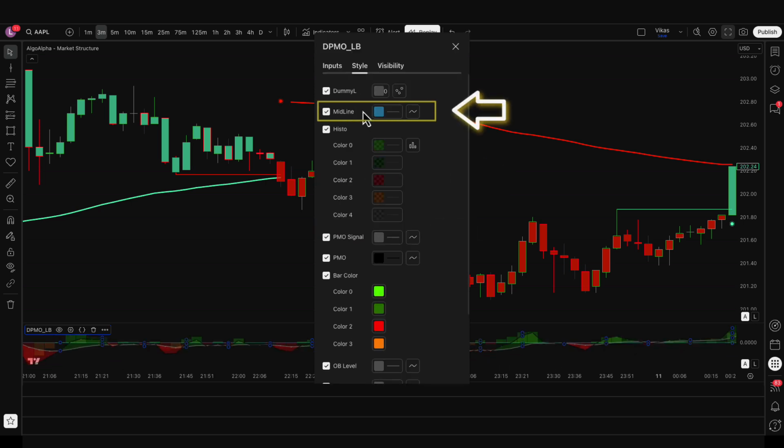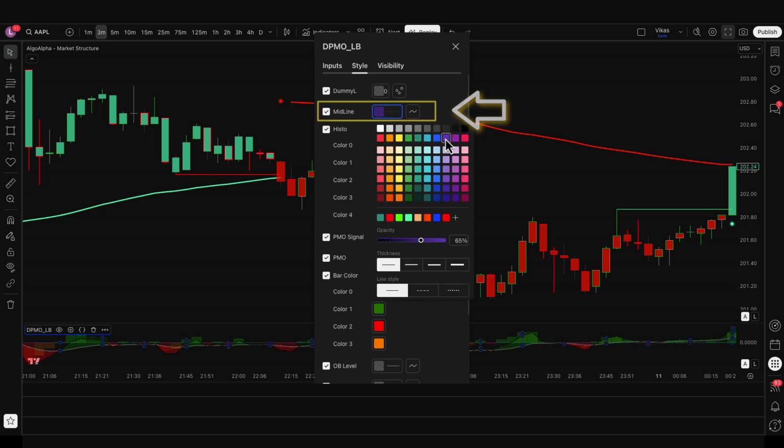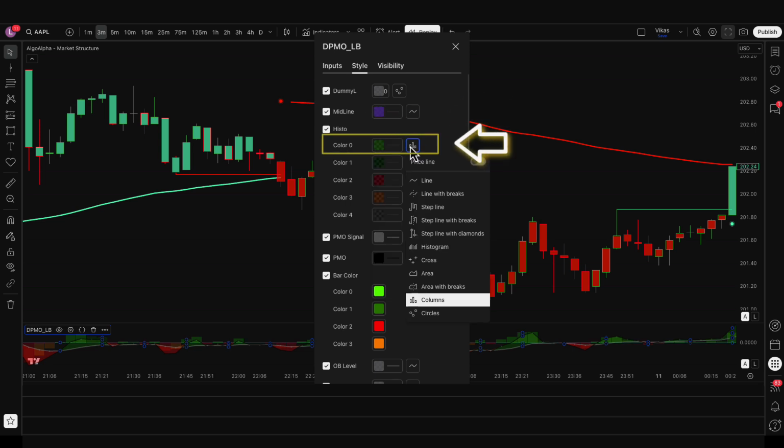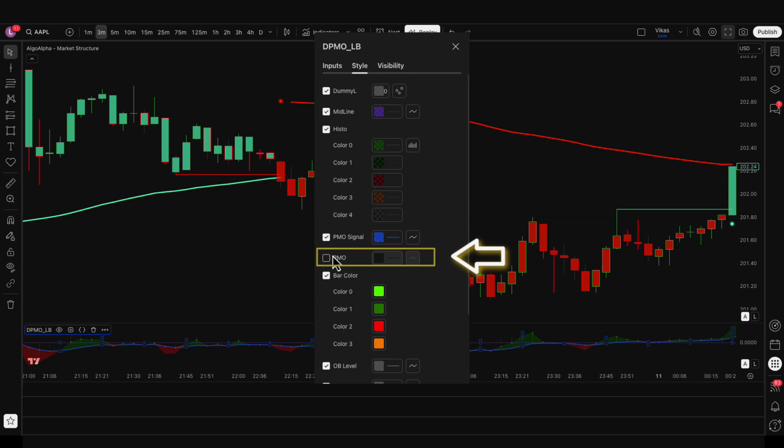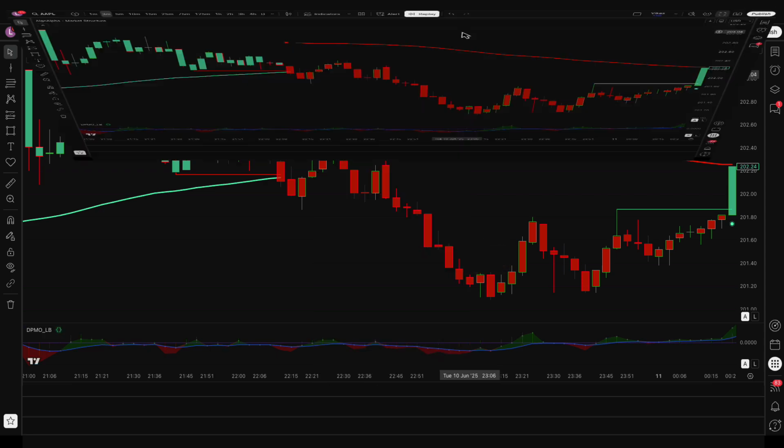We have to change this midline color option from teal to purple. We have to change this histo option from columns to histogram. We have to change this PMO color to blue. We need to hide these options. Now our setup is ready.